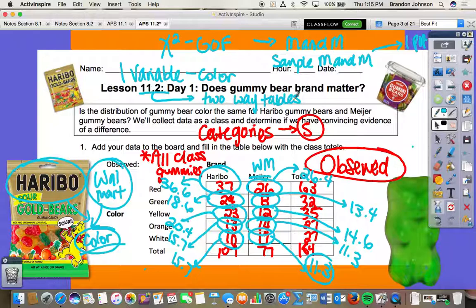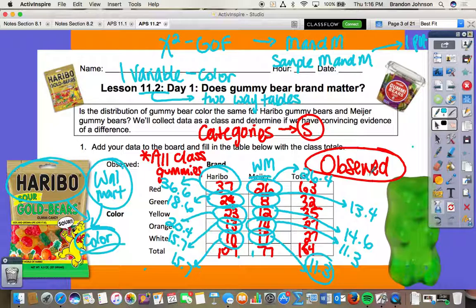As we assess this, the red numbers, 37, 24, 23, all the way down to 107, are the total amount that we sampled with Haribo. Then we have the Walmart brand of 26, 8, 12, 14, and 17, with a total amount of 77. We looked at both of the distributions within Haribo and Walmart, and we put those down as we observed them. So the red numbers are the ones that we observed. Really, the red numbers are the ones you're going to get on an FRQ on your AP exam. So the red ones represented the observed values.